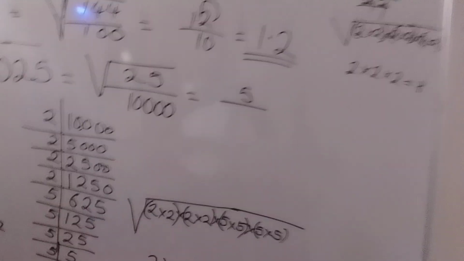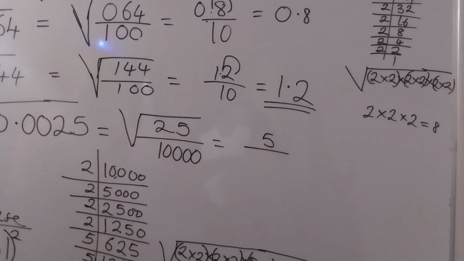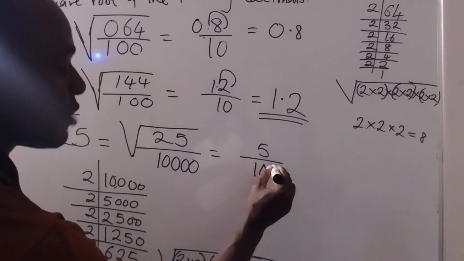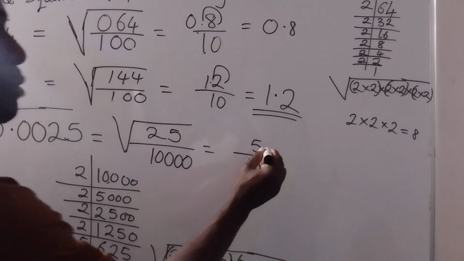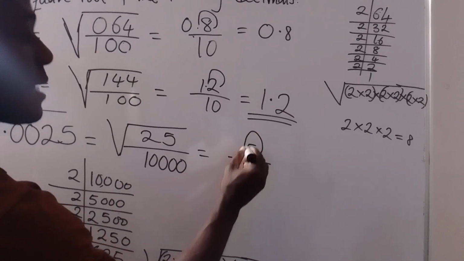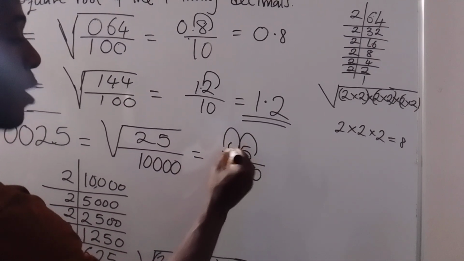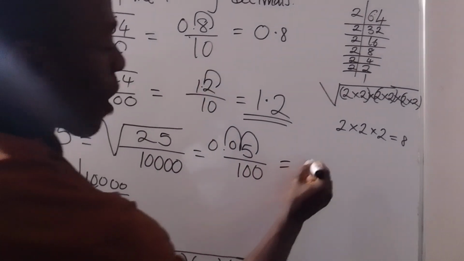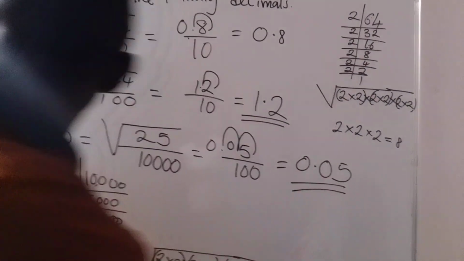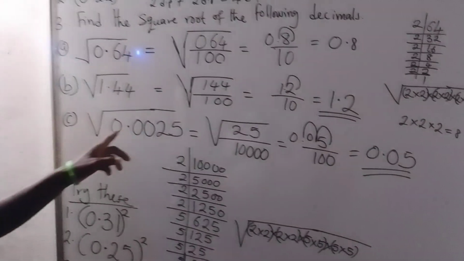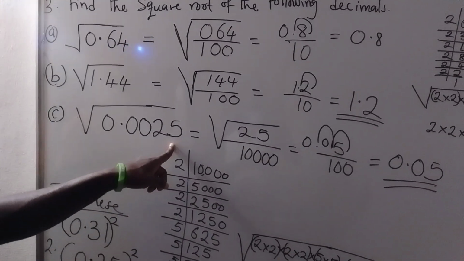So the square root of 10,000 is 100. So we have our 100 here. So now we have 2 zeros, which means we have to move 2 times. 1, 2. Place your point, add 0, add 0. Our answer is 0.05. So the square root of 0.0025 will give us 0.05.